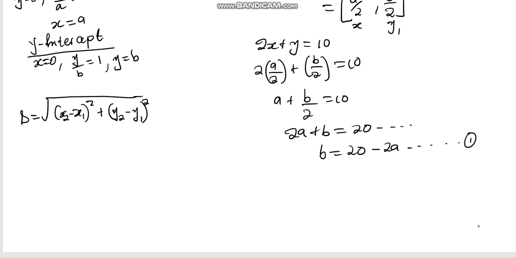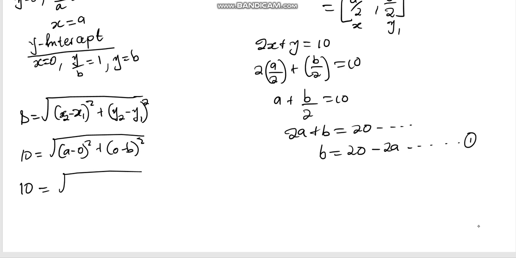So I've been told that the distance is 10, so I have 10 here equal to the square root of (a minus 0) squared plus (0 minus b) squared, like this. So meaning that here we have 10 is equal to the square root of a squared plus b squared. If we square both sides, we're simply going to have 100 this side equal to a squared plus b squared, like this here. So now we say this is our equation number 2 there.